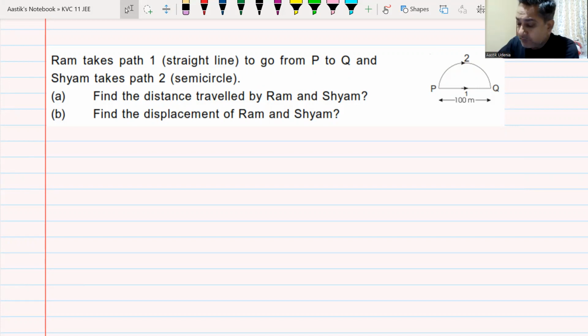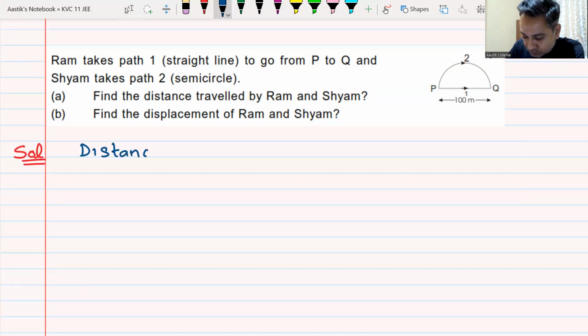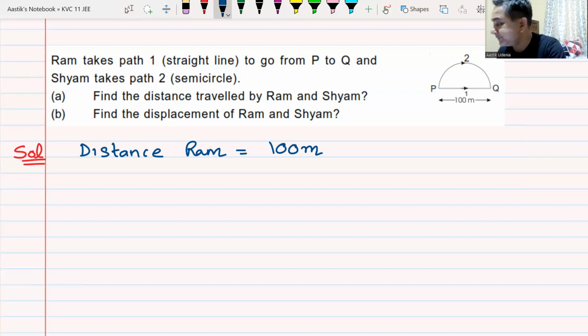Ram 100 meters. First of all, tell me the distance. Distance traveled by Ram. What is the answer? 100 meters. Distance traveled by Ram is the length of the path. He has gone straight. That is 100 meters. I hope everyone got this. Yes or no? Sham 157.